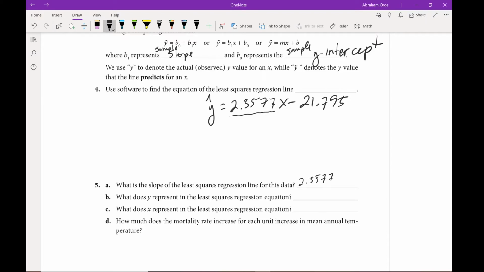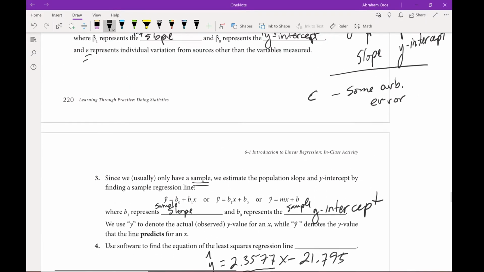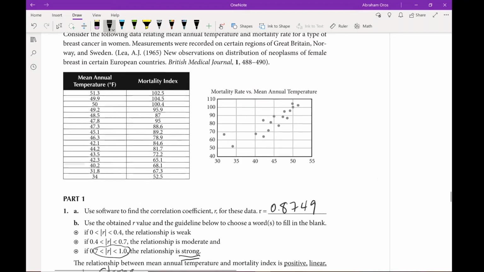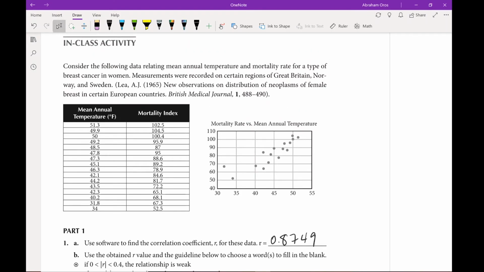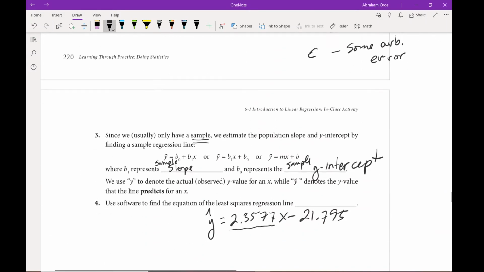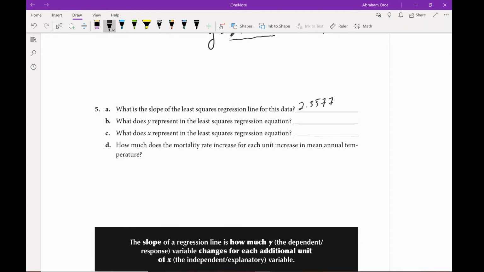What does y represent in the least squares regression equation? Well, we have to come all the way back up here and look at what we did for the in-class activity. Now, I wrote it up above, but this was temperature, right? This was the x, and the y was the mortality index. So, come back to 5b, y represents the mortality index, and x represents temperature, or average temperature.